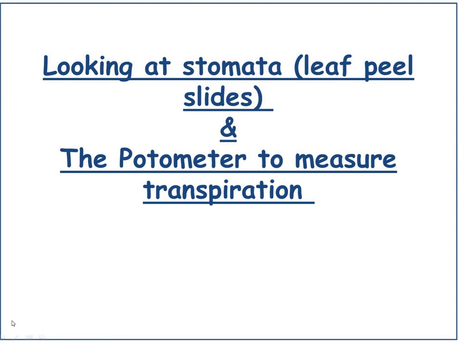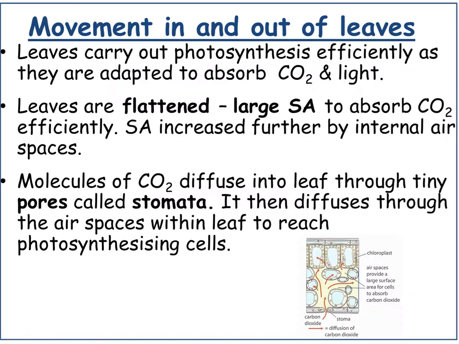Looking at stomata, leaf peel slides and the potometer to measure transpiration. Movement in and out of leaves. Leaves carry out photosynthesis efficiently as they are adapted to absorb carbon dioxide and light.